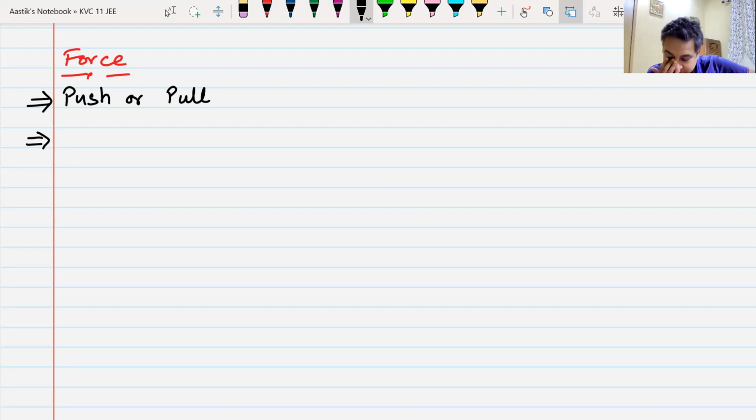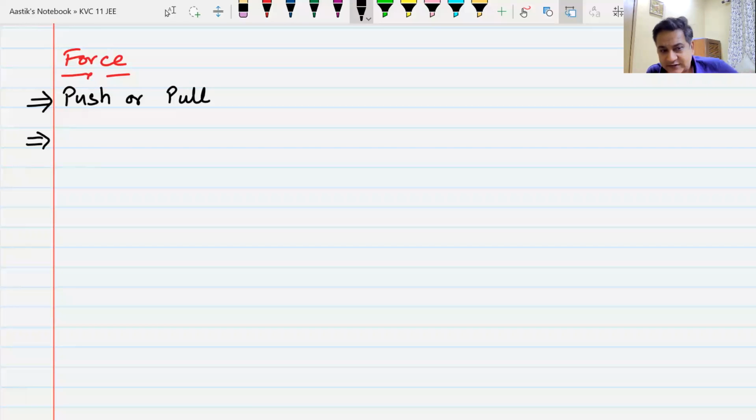What is force? Sir, it is the product of mass and acceleration. That is not how we define force, and that is not how you should ever define force. Force is a vector quantity. Yes, beta, it is a vector quantity.